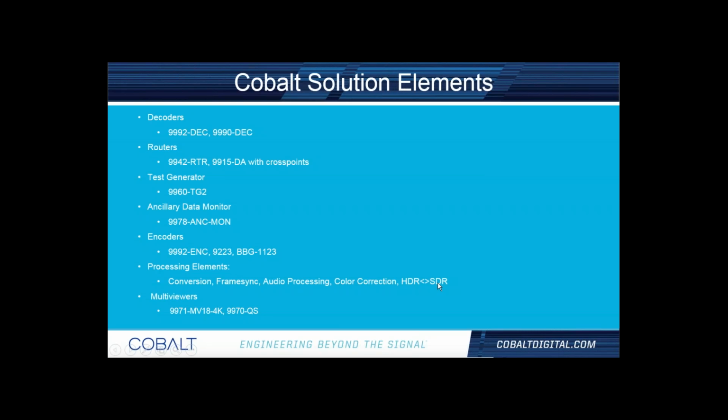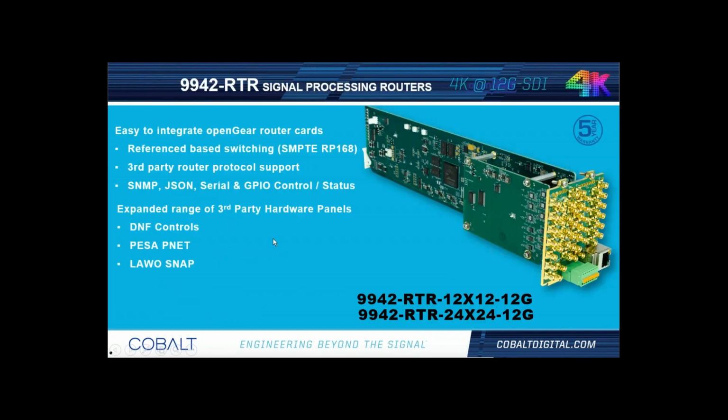So what does Cobalt do about that? We have lots and lots of the pieces of that solution. We have the decoders, we have the encoders, we have the routers, we have the test generators and the monitoring elements, we have the multi-viewers, and we have a whole line of processing elements. And we will talk about those next. So the next one is the router, and Chris was going to talk to you about that.